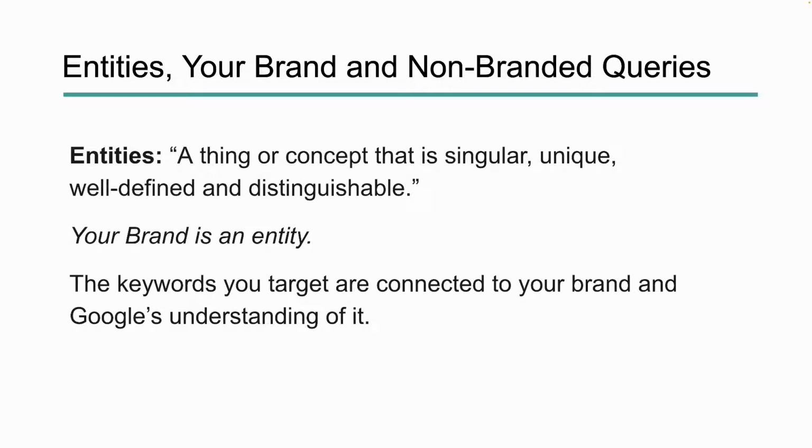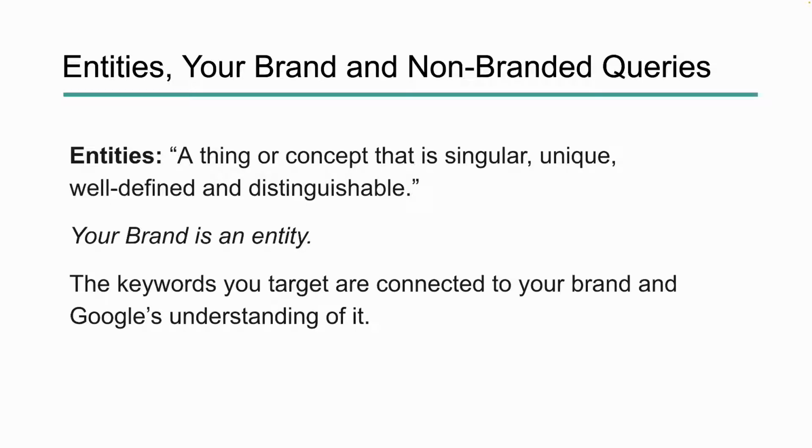So on this channel, we've talked a lot about structured data. We've talked a lot about entities and how Google has made this shift from strings, so just text, to things, which are entities. These are things or concepts that are singular, unique, well-defined and distinguishable. Now, a lot of times we think of entities as those keywords that we're targeting. For instance, our business, we target terms like SEO. SEO is an entity. It's a concept that's singular.